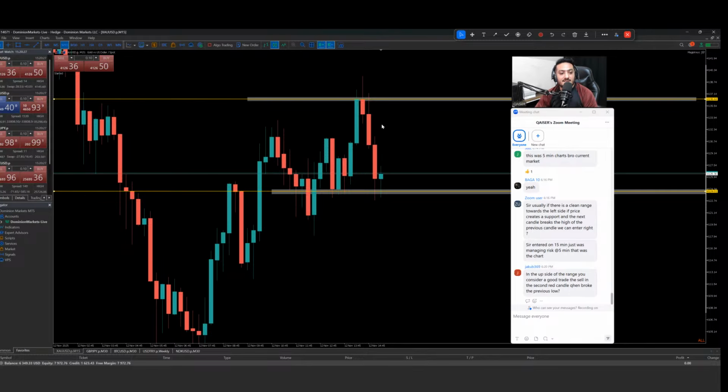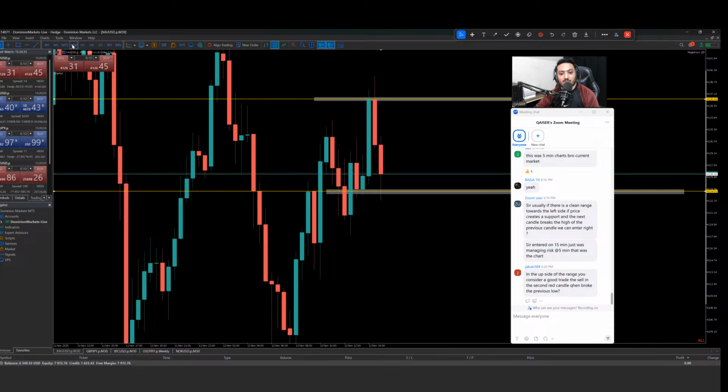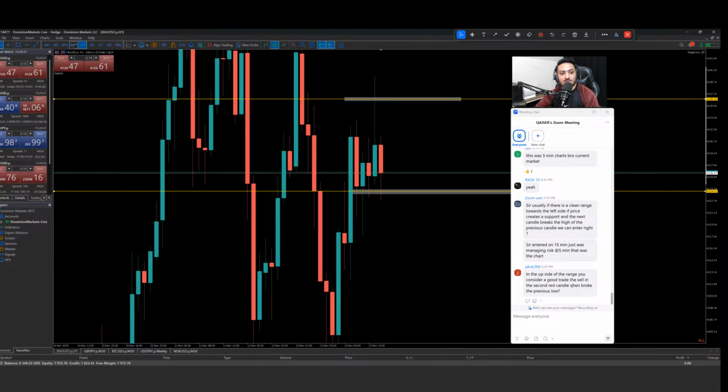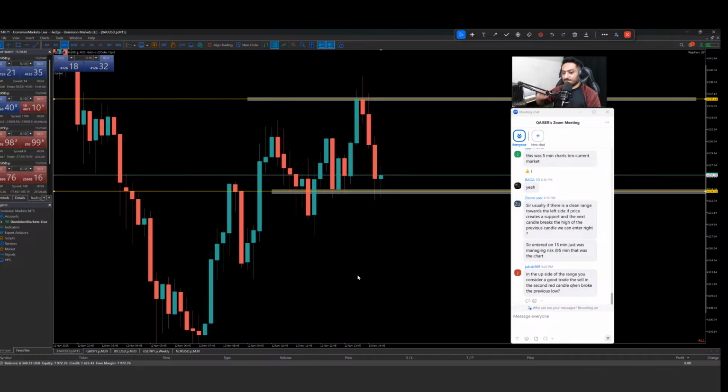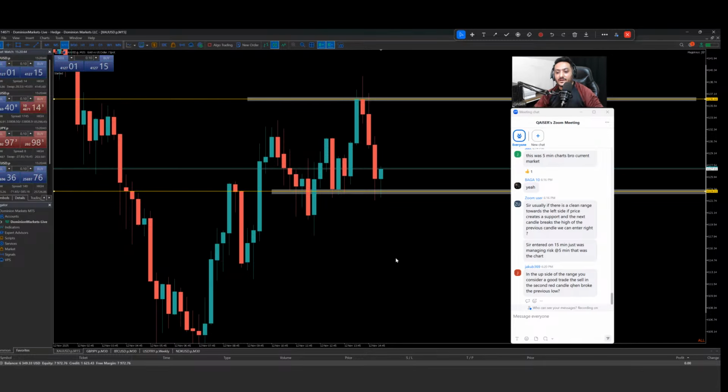There's just 10 minutes left for this candle to be closed and I'm waiting for this candle to close. We'll see how it closes, so I can give my trade some chance here. In the upside of the range you consider a good trade. The sell in the second red candle broke the previous low.